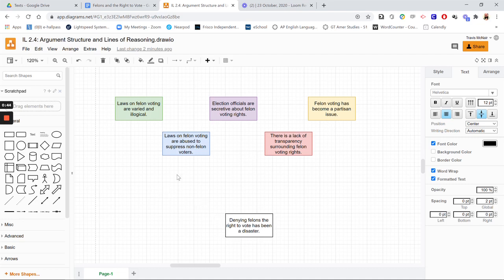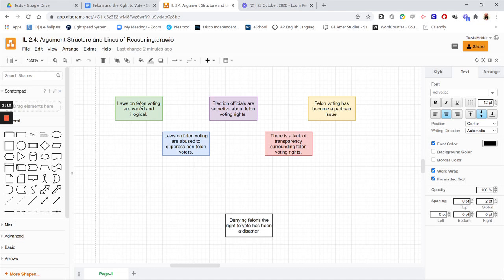So the first thing I want to do is just look at my primary claim and really scrutinize it. Denying felons the right to vote has been a disaster. Is that idea supported by all 5 of these ideas? Well, yeah, it is. I think my issue here is that disaster is a little bit of a vague term. If you think about it, disaster is kind of figurative here. And when we're analyzing an argument, we want everything to be literal. So let's change the wording up on this to make it a little more specific.